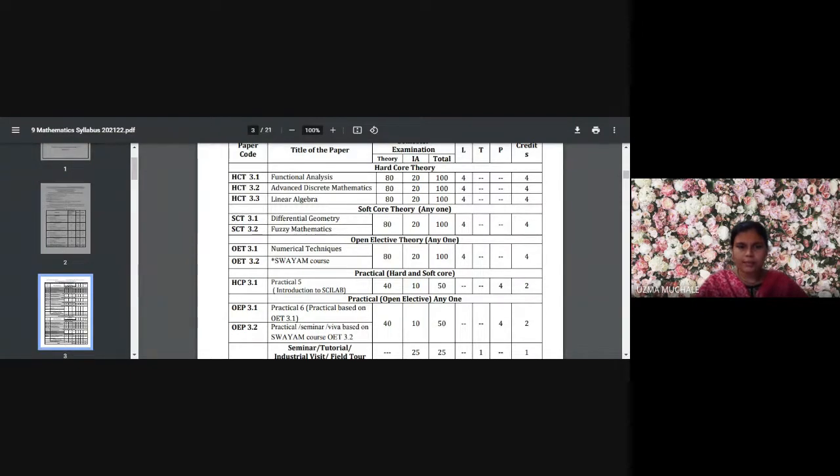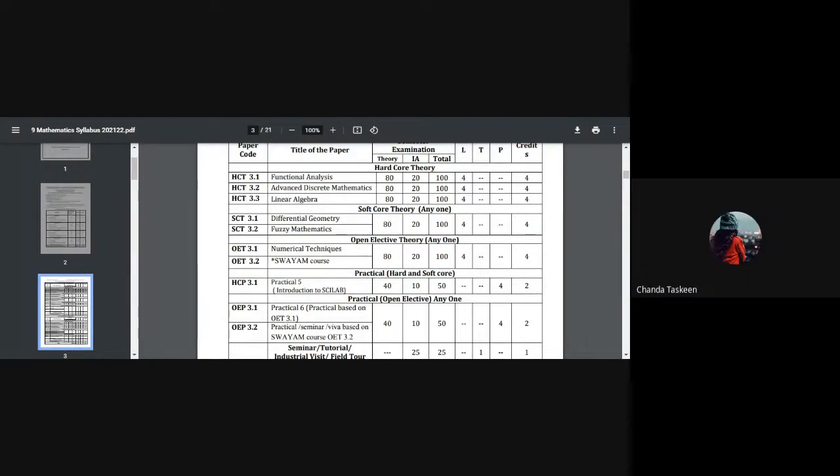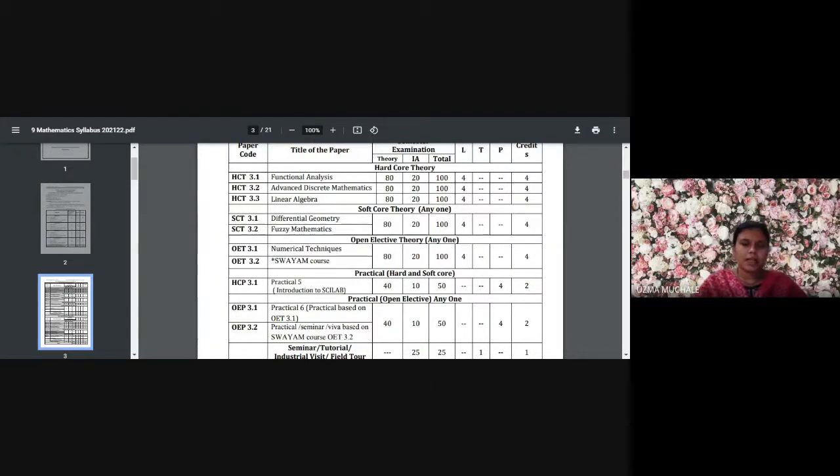Are you getting me? Yes, ma'am. Okay, so here numerical technique means what? This is a paper we are going to offer to other students like statistics, computer science, MCA, and all other students. Okay. The next one is HCP 3.1. That is based on Scilab. Okay. In the last one we have seen one software that is LaTeX. I hope everyone is very familiar with LaTeX.